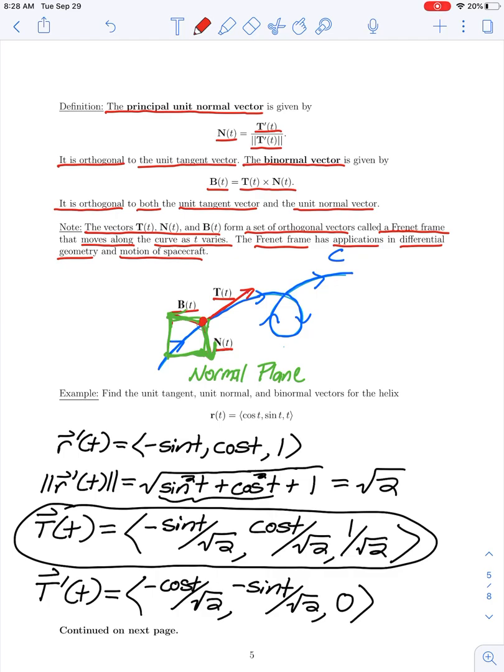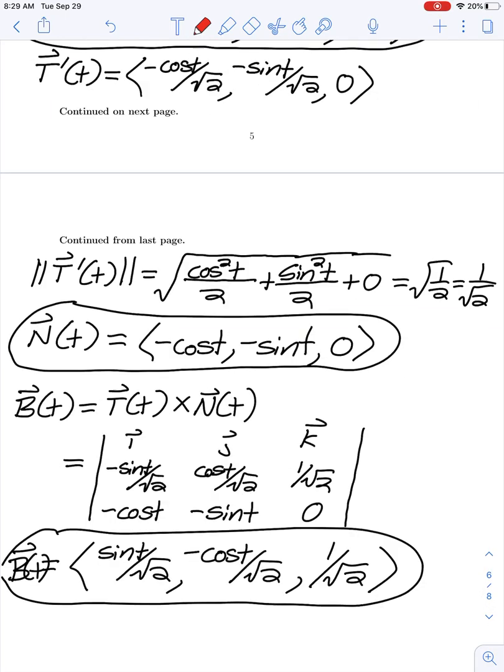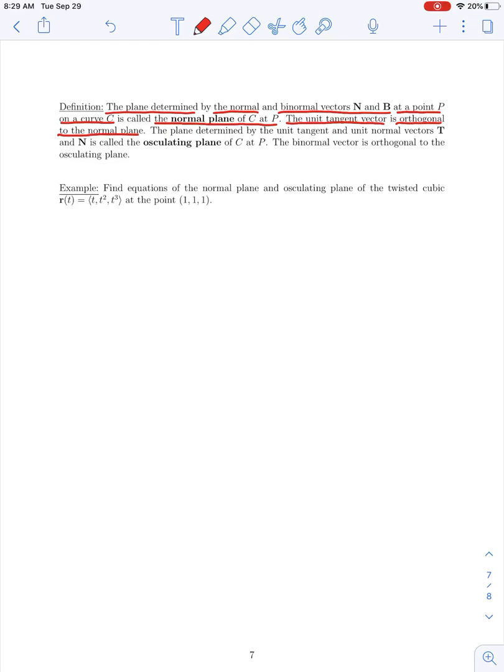And now if we're interested in finding the equation of that plane, well, we need a point that the plane passes through, which would be our point on the curve, and we need a vector that is normal or orthogonal to that plane. And we can see from our figure here that the unit tangent vector T of t would be orthogonal to that normal plane. So that was summarized in our discussion here. The unit tangent vector is orthogonal to our normal plane.